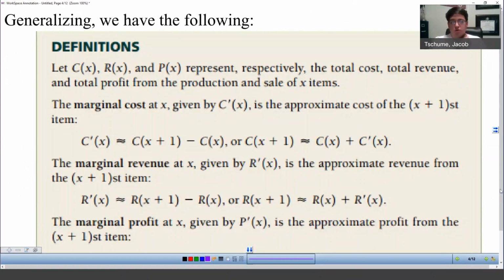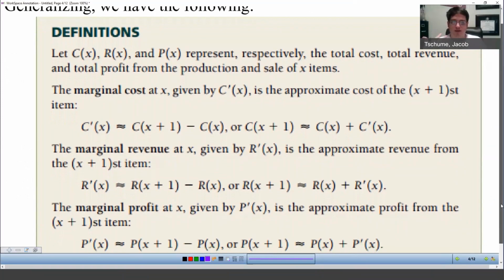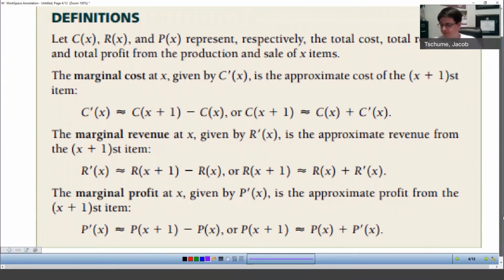Now, generalizing this, marginals can be done for any of the three business formulas we've talked about. We've spent a lot of time talking about cost, revenue, and profit. So let's assume that you have a total cost, a total revenue, and a total profit function. All these formulas are going to look the same, so I'm only going to go over one of them and then paraphrase through the other two. So let's talk about marginal cost.